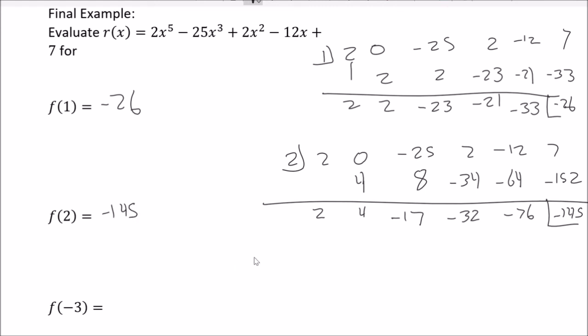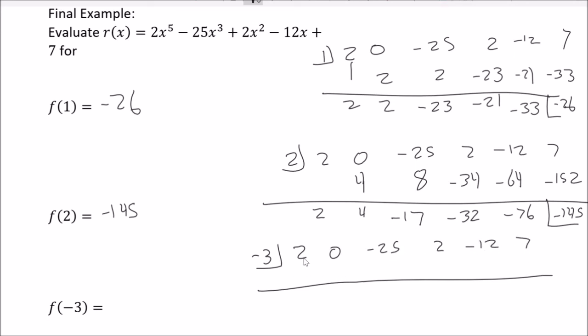And what about for a negative 3? Same coefficients. Let's see what we get. 2 comes down, times negative 3 gives you negative 6. Add them together, you've still got negative 6. Multiply again, 2 negatives make a positive, so that's 18. Add them together and get negative 7. Multiply and get 21. Looks like we're at 23. Multiply again, and we have negative 69.